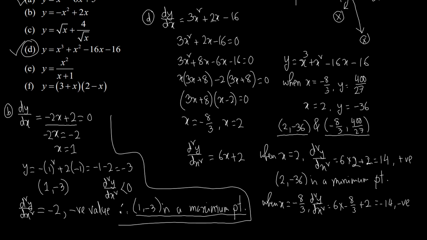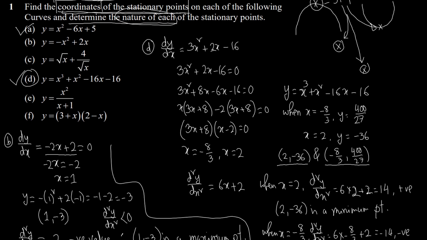So we can say this point, minus 8 over 3 comma 400 by 27, is a maximum point. This is the total working of this equation: dy by dx, and the second derivative is needed to check whether the point is maximum or minimum.